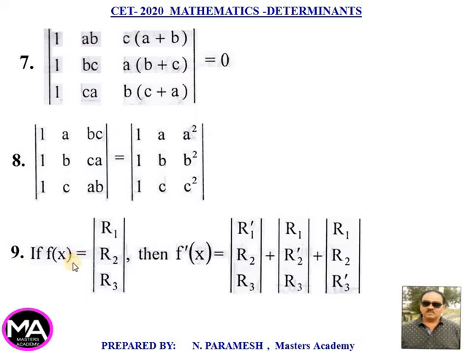Ninth point, if f of x is equal to a determinant with only one column of functions R1, R2, R3, then f dash of x is equal to: first differentiate the first row, R1 dash, R2, R3 as it is, plus determinant R1 as it is, R2 dash, R3, plus determinant R1, R2 as it is, R3 dash.